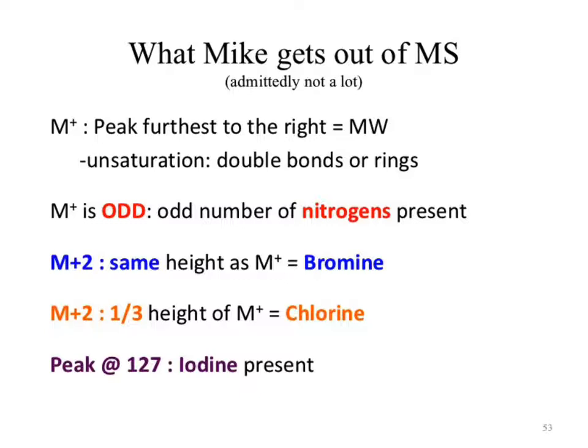Okay? And it has to do with the bonding patterns that change when we move from carbon to nitrogen. M+2. So now I'm saying I took my tallest peak, furthest to the right, and I add 2 units to it. Do I see another peak? If that other peak is roughly the same height as my M+, then I know bromine's present. Why would I have an extra peak at 2 units out?